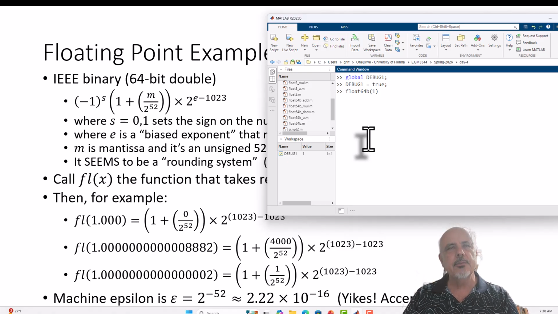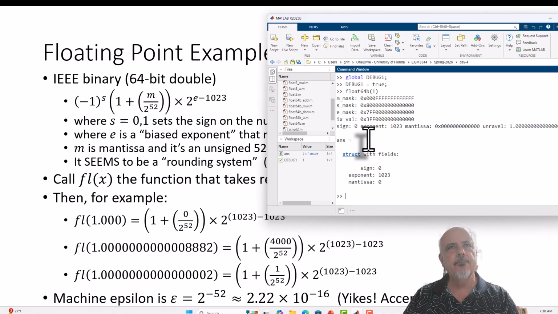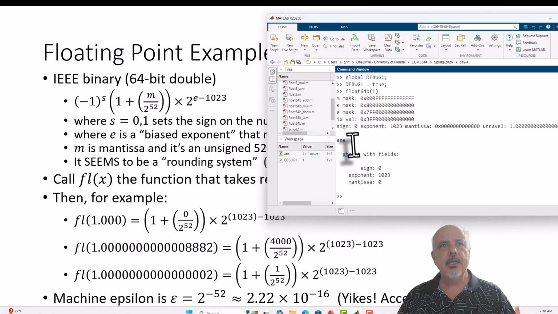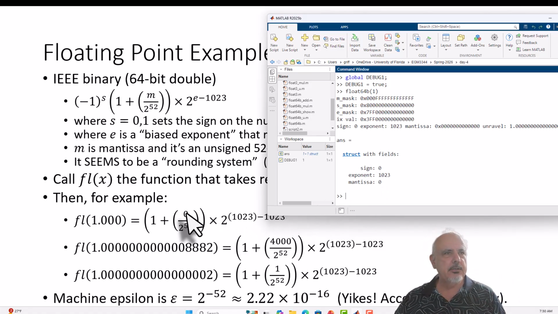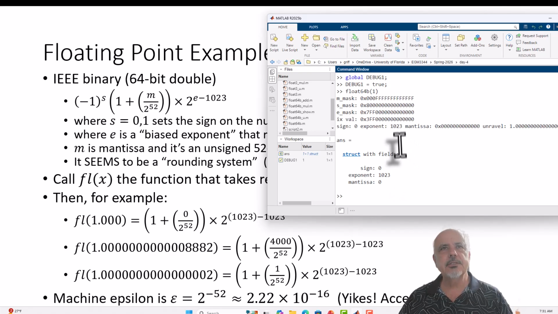No semicolon, because I'm going to see what it returns. Okay, so it returns a 0 sign, a zero bit for the sign, a 0 mantissa, as we were thinking about over here, and the exponent is 1023. That's the biased exponent. Okay, so let's take a look at the pieces.